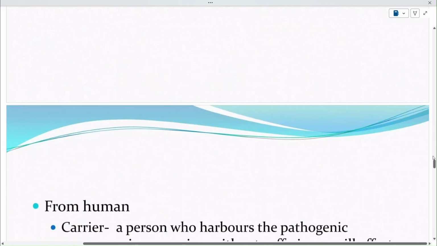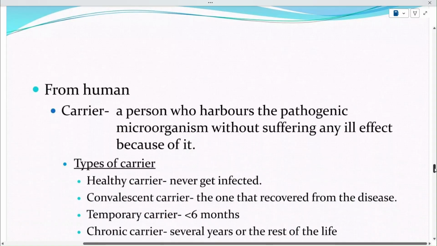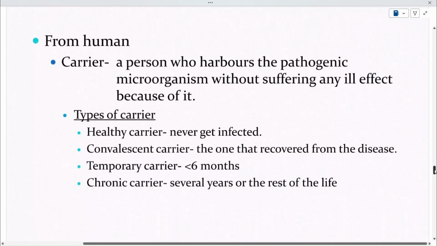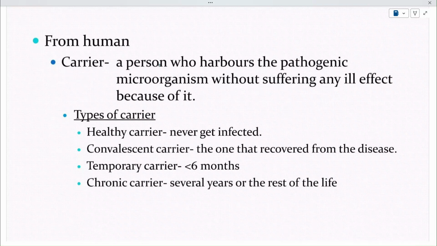So firstly, we can undergo human as a source. A human acts as a carrier, a person who harbors the pathogenic microorganism without suffering any ill effect because of it. So there are types of carrier. Healthy carrier. A healthy carrier is nothing but a person who never gets infected.